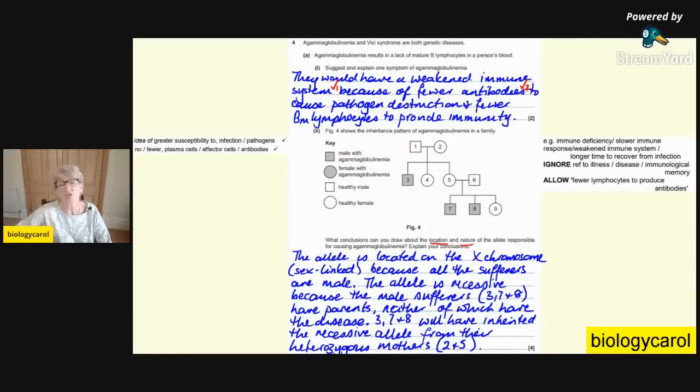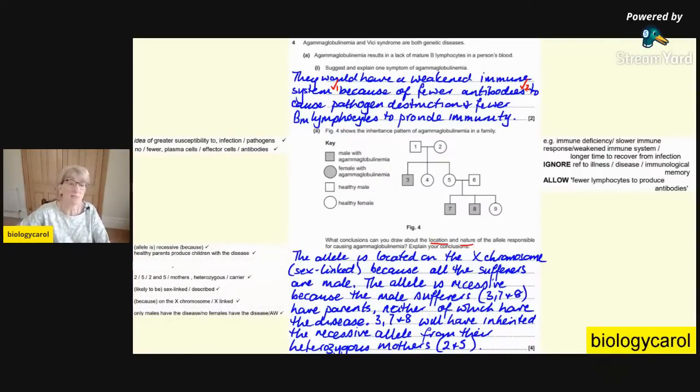Notice that I used my definition of sex-linked. Sex-linked means that the gene is on the X chromosome. Recessive means that a child can have the condition or disease even when neither of the parents have got it, because it means that both of those parents are heterozygous. Then, because I knew it's sex-linked, I made sure they know that the male offspring inherited the recessive allele from their mother, because the mother is heterozygous.